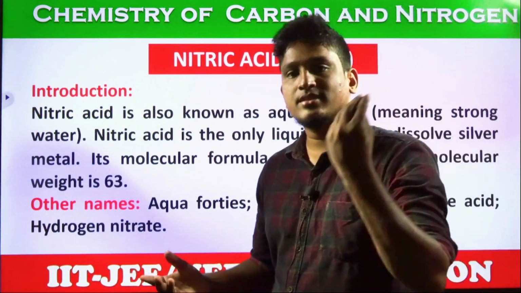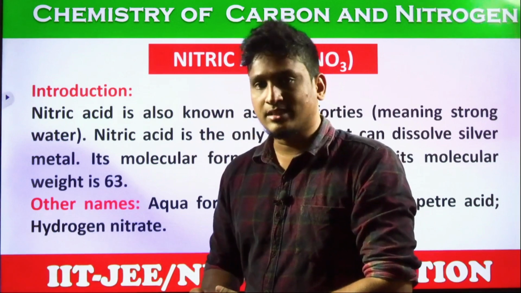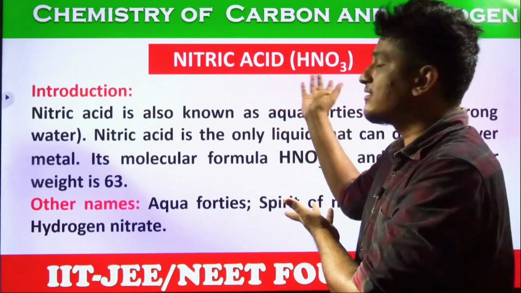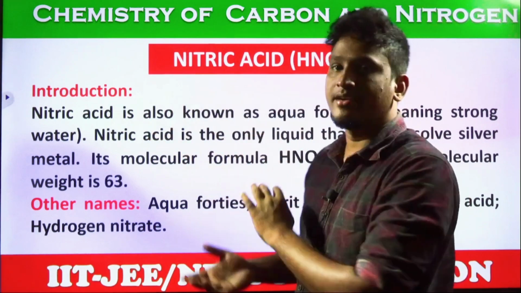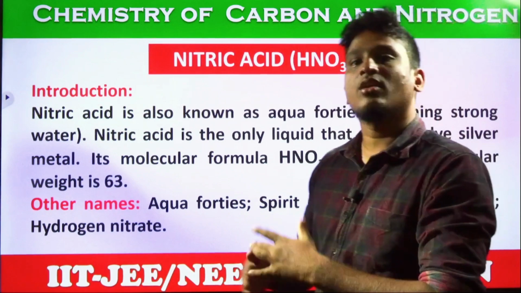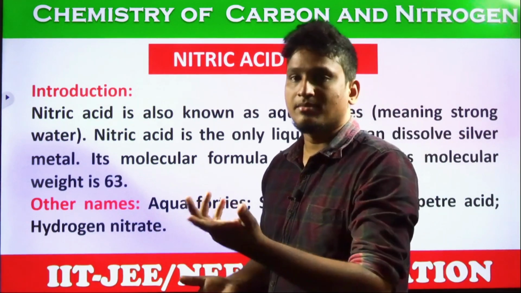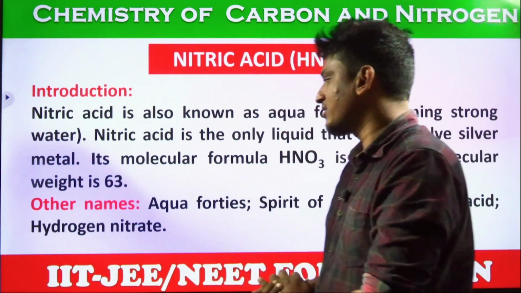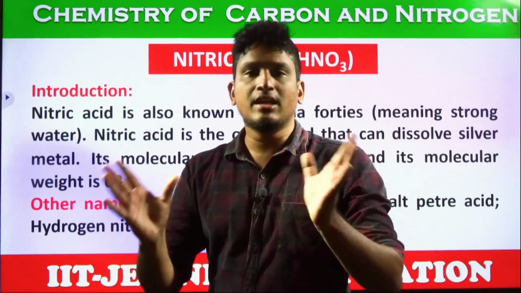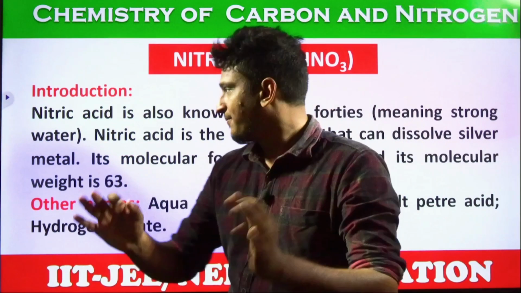Nitre means the famous chemical which is used as an explosive, like potassium nitrate or sodium nitrate. So we can synthesize those explosives from this nitric acid. So it got its name. And saltpeter acid, saltpeter means nothing but nitrate salts, and hydrogen nitrate. So these are all the other names, but commonly it is called nitric acid.